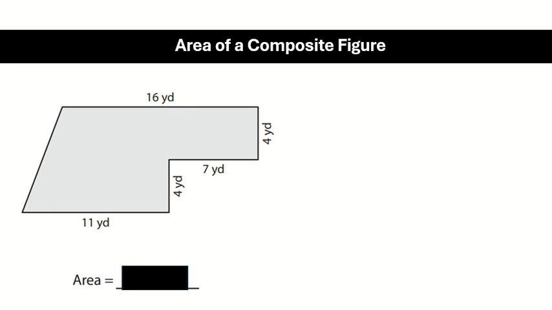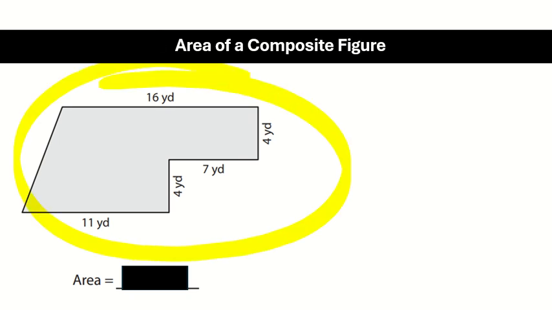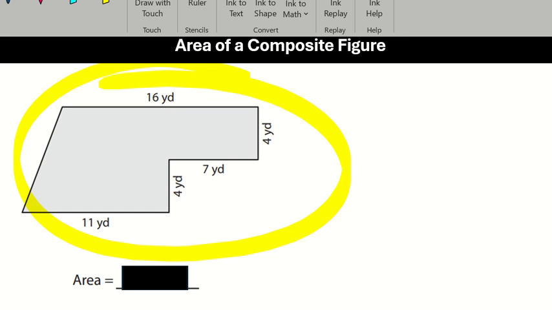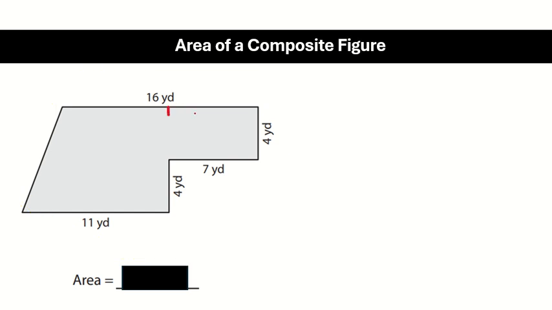Good day, everyone, and welcome to another edition of Area of a Composite Figure. Today we're going to be finding the area of this composite figure right here by simply splitting it up into easy-to-use shapes. So in this case, you've probably already noticed that you can actually draw a line right there, and then magically we have a trapezoid on this side and a rectangle over here.